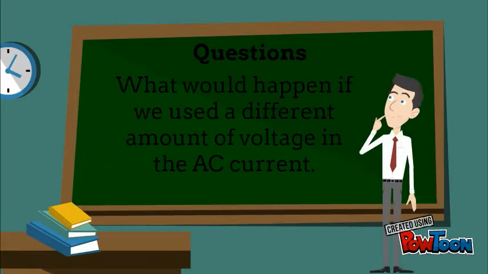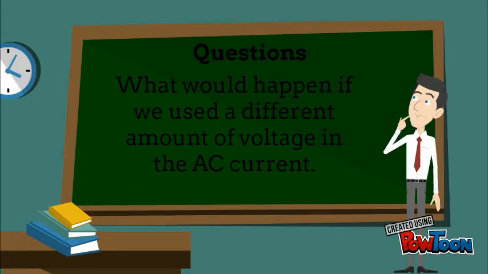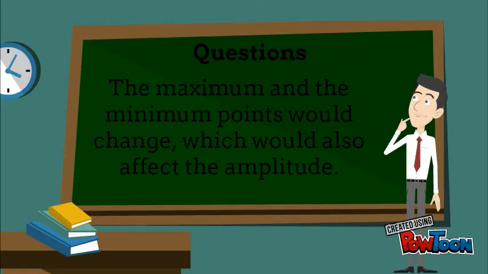You may be wondering what would happen if we used a different amount of voltage in the AC current, and to answer that, the maximum and the minimum points would change, which would also affect the amplitude, meaning that the amplitude is the amount of voltage that we're using.